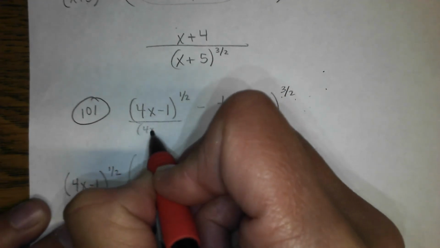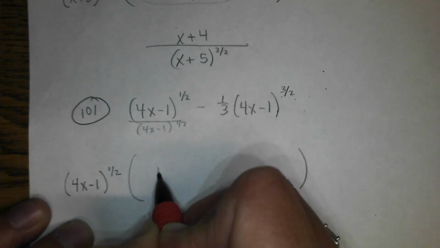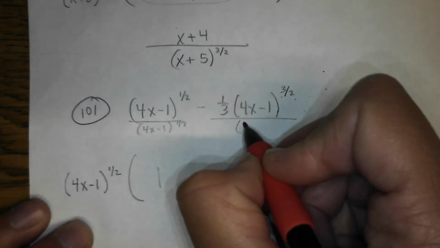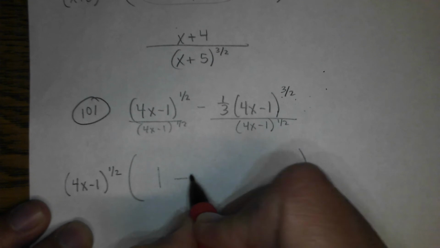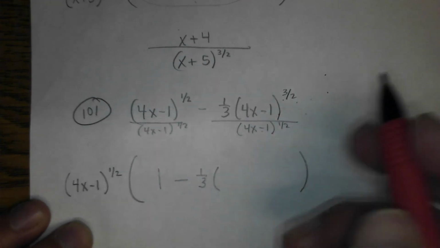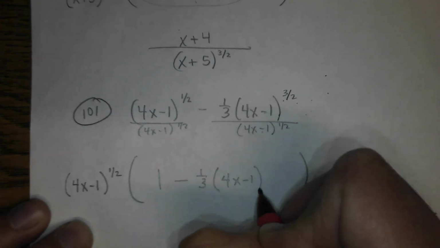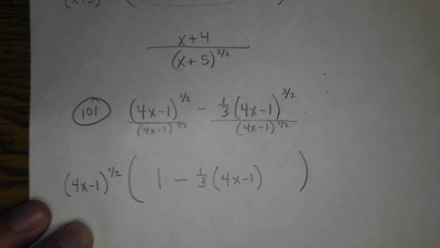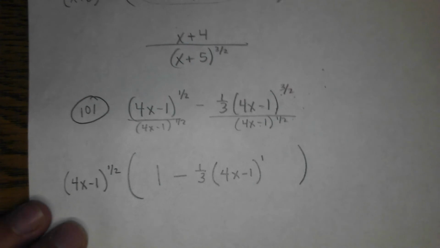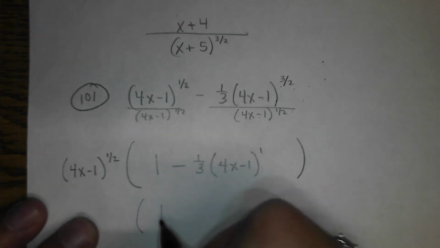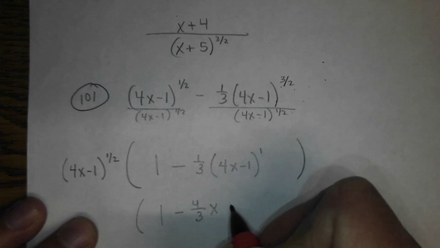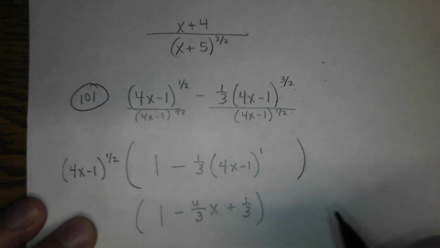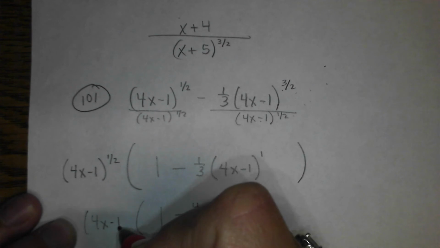So when I take out the 4x minus 1 to the 1/2 power here, anything divided by itself is 1. On this one, when I take out the 4x minus 1 to the 1/2 power, the 1/3 is still there. It's minus 1/3. And then my base, always when you're dividing common bases, keep the same base, subtract the exponents, 3 halves minus 1/2, 2 halves, 1. And then when I distribute here, I get 1 minus 4/3 x plus 1/3. And then 4x minus 1 to the 1/2.